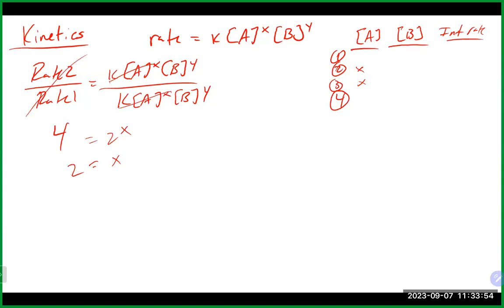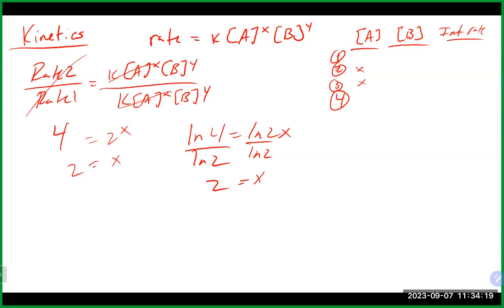So remember as well, if you don't have really nice numbers and you can't just see it, you can take the natural log of both sides and divide out. So you could take the natural log of 4 equal to the natural log of 2 to the x, and divide both sides by the natural log of 2, for example. Get your x value that's equal to 2.